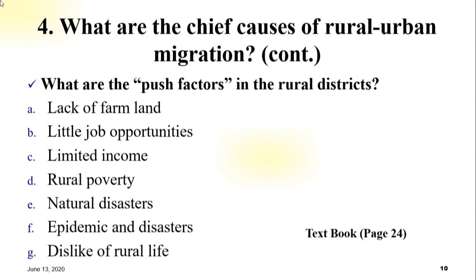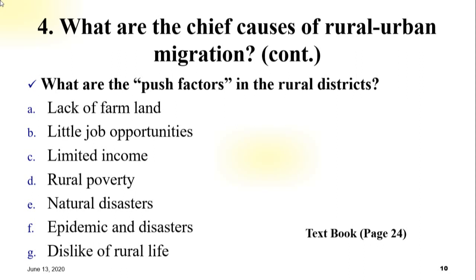The last one, dislike of rural life. When the people who live in a rural district or rural area want to change their life, they don't want to live in the rural life. They want to live in the urban life. They change from the countryside to the town or to the city.